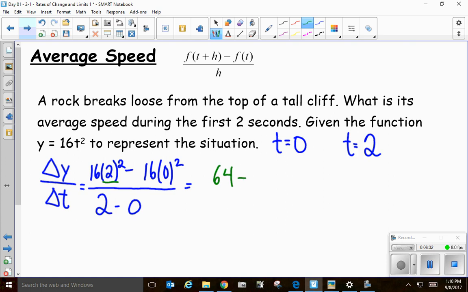Minus what's going to be this. That's going to be 0. All over, what is 2 minus 0? 2. That's 64 over 2. And that's 32.